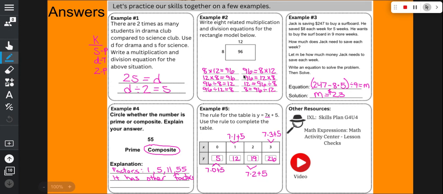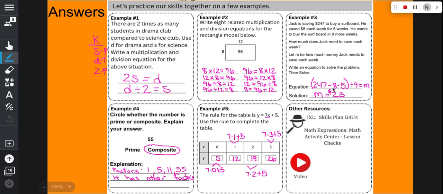The next one is a multi-step word problem, which shows up a lot in this unit because we're working on order of operations. Jack is saving $247 to buy a surfboard. He saved $8 each week for 5 weeks. He wants to buy a surfboard in 9 more weeks. How much does Jack need to save each week?